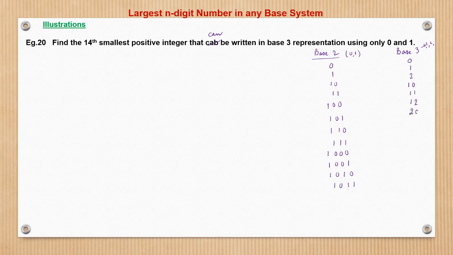Then 2 0, 2 1, 2 2, right? This is the maximum two digit number. Now it will be three digit numbers.